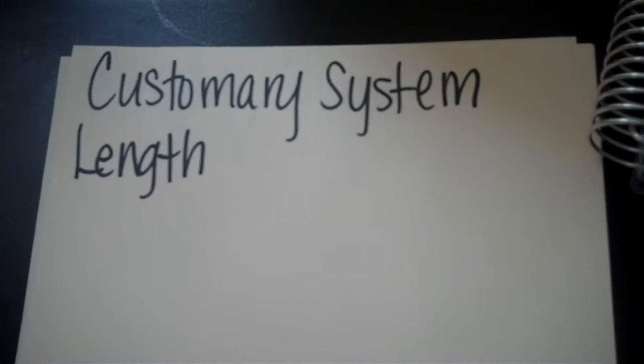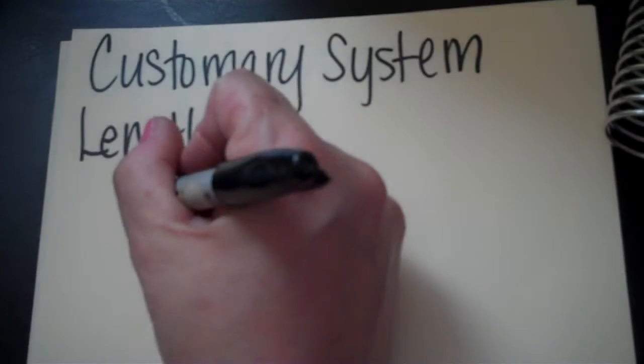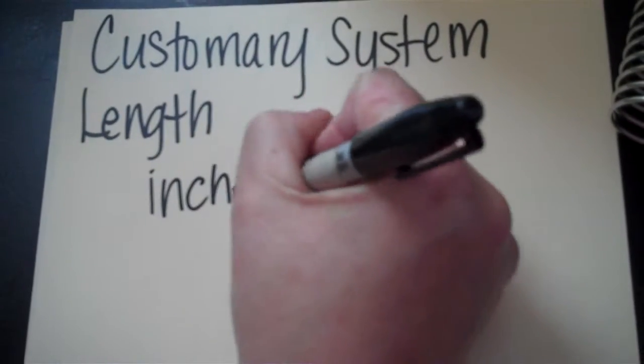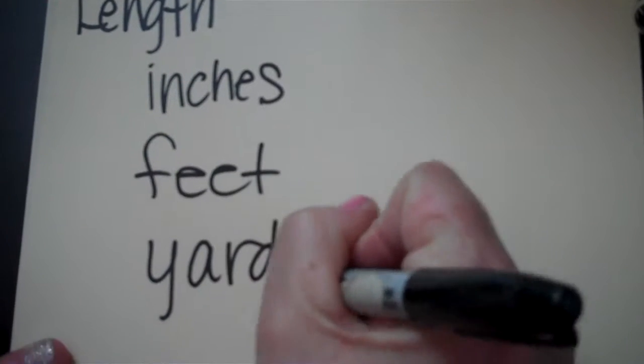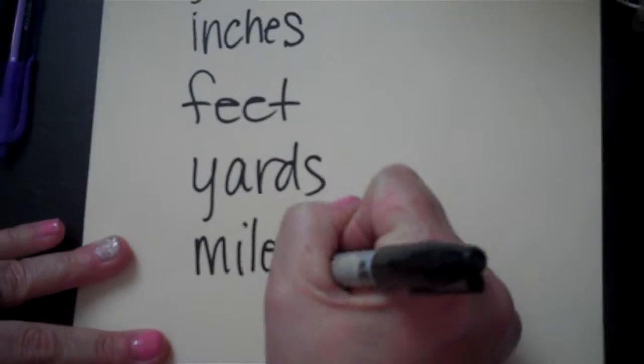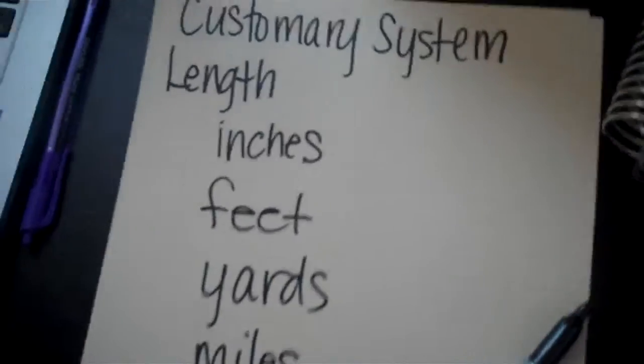All right, so let's start with the customary system of length. We have inches, we have feet, we have yards, we have miles. Now, if we're talking about inches, an inch is about the distance from the edge of your finger to the knuckle. So that would be about 1 inch. And we know that there's how many inches in 1 foot? We should know that there are 12 inches in 1 foot.